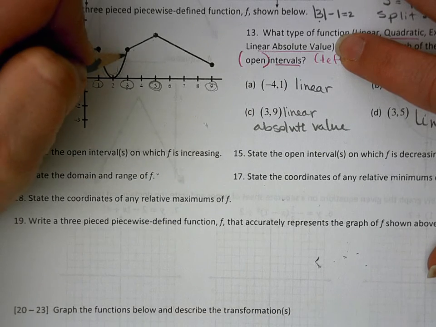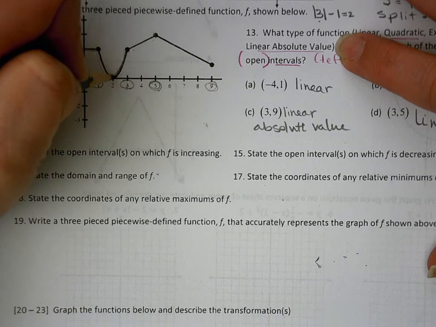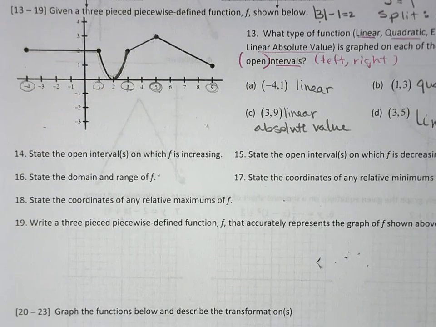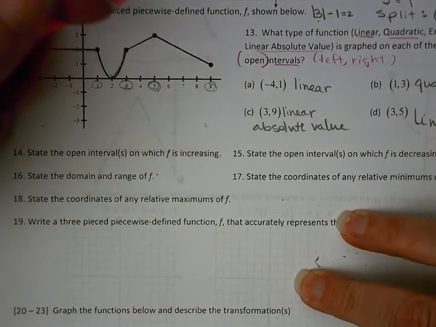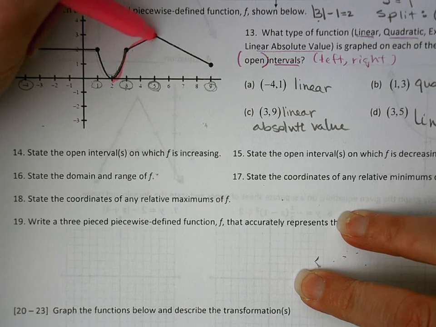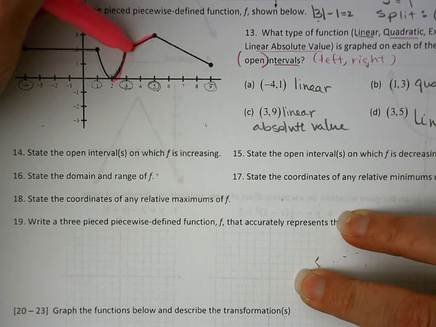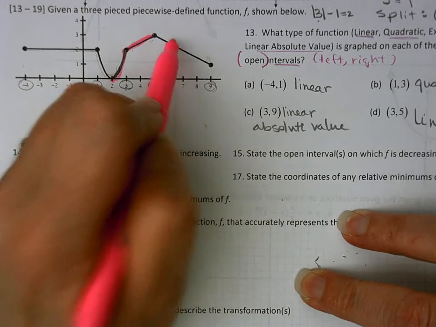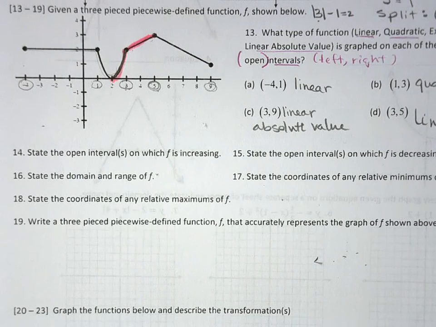So then this section right here, I'm increasing, right? I'm going uphill there. Let me actually use a highlighter. So I'm going uphill on this section right here. And then I'm still going uphill, just on a different part of the graph. And then I go downhill after that. So the only piece I'm increasing is the part that's highlighted.